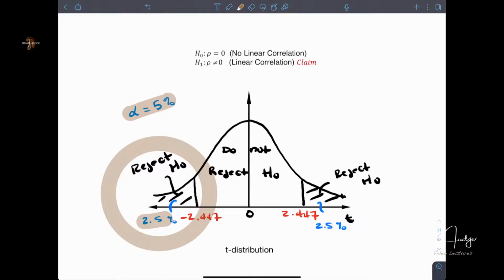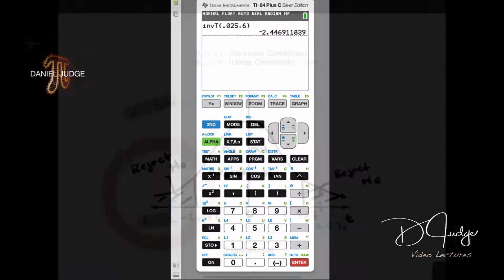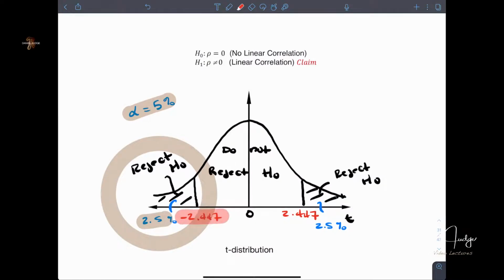So we go to the calculator. We hit second, distribution, inverse t. And that is going to be 0.025 for the area, because that's 2.5%, with a degree of freedom of 6. And sure enough, we get negative 2.447 here. And that's the critical value. And don't forget the positive critical value because this is a two-tail test. So this is how we use the TI to find critical values.